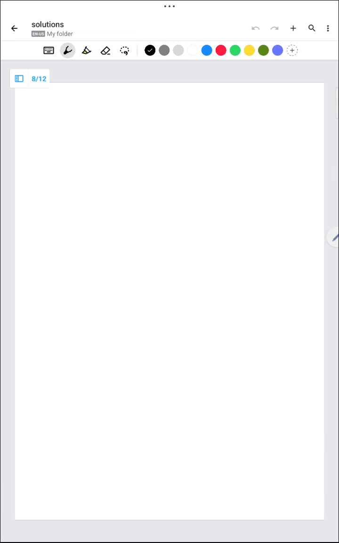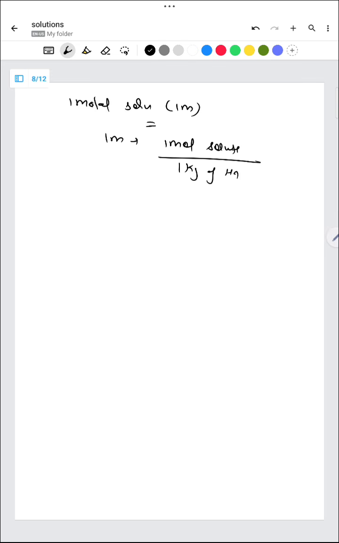Mass of solvent in kg. For example, what does 1 molar solution mean? If we have a 1 molar solution, that means 1 mole of solute dissolved in 1 kg of water. That is what a 1 molar solution in water means. Okay.